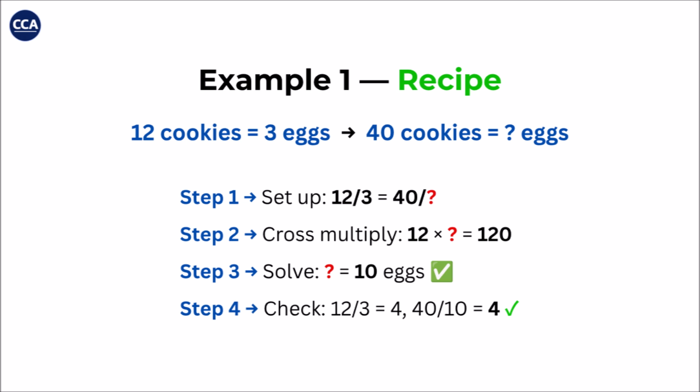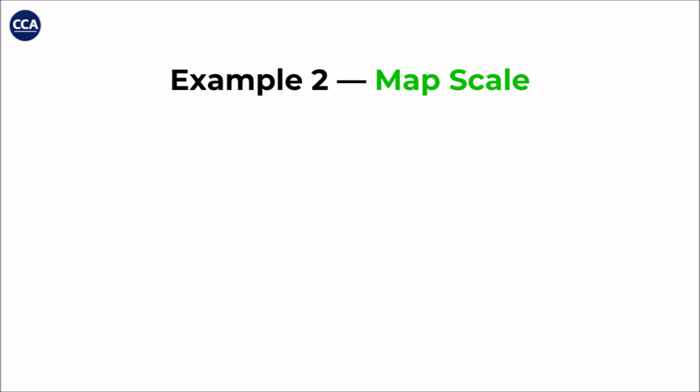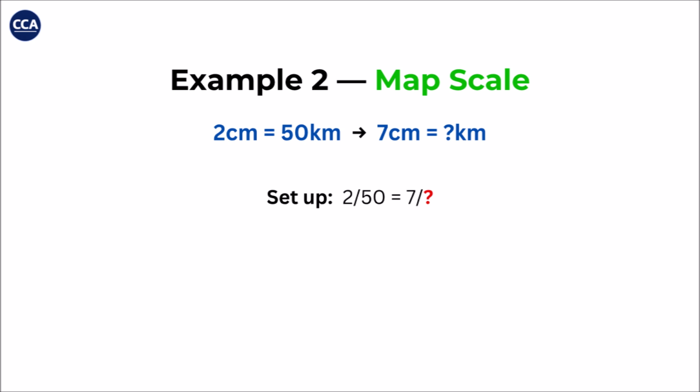They must be equal. Let's try a map scale problem, a classic grade 7 and 8 exam question. On a map, 2 centimeters represents 50 kilometers. A road on the map measures 7 centimeters. What is the real length of the road? Step 1. Set up the proportion. Centimeters on top, kilometers on bottom. 2/50 equals 7 over question mark.